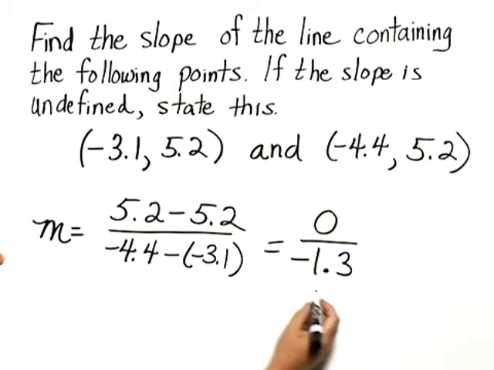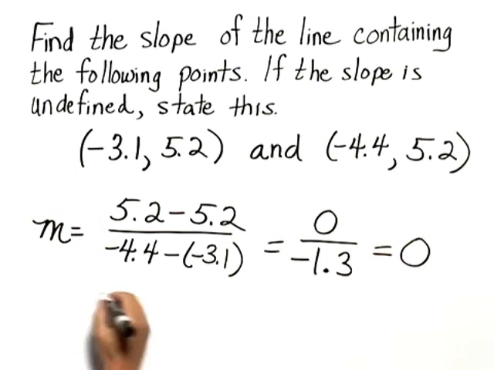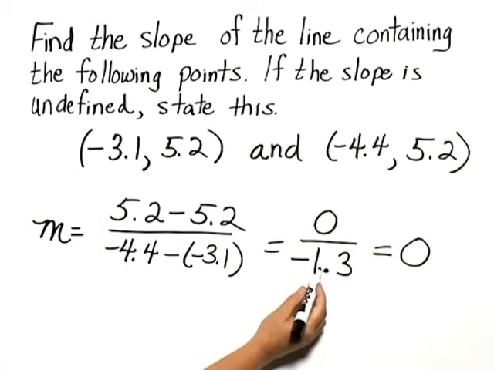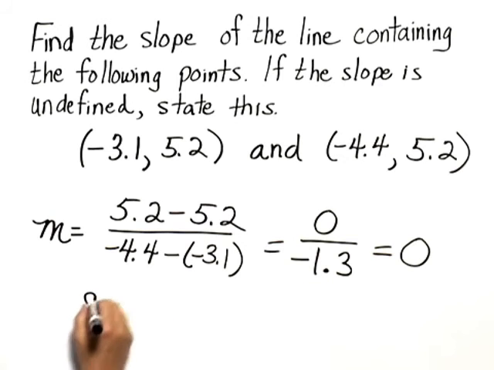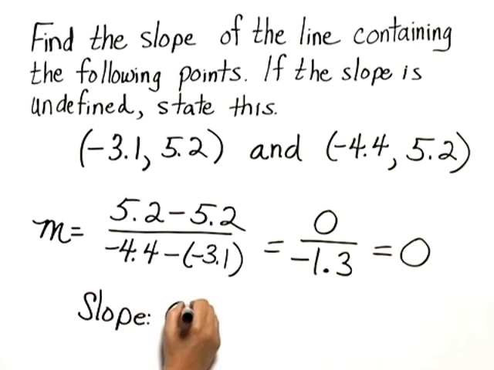0 divided by any number is 0, so we end up with a slope of 0. If it had been a 0 in the denominator, then it would have been undefined. So the slope of the line containing these points is 0.